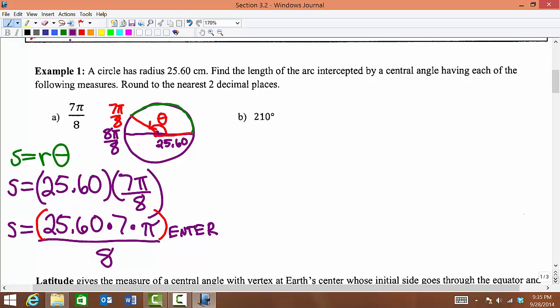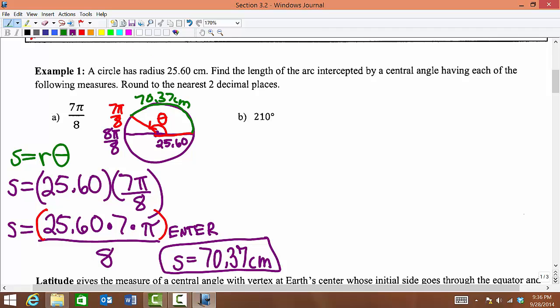And when we round to the nearest 2 decimal places, I get that our arc length is 70.37 centimeters. So our arc length here, that length that was measured off by our central angle on our circle, is 70.37 centimeters.